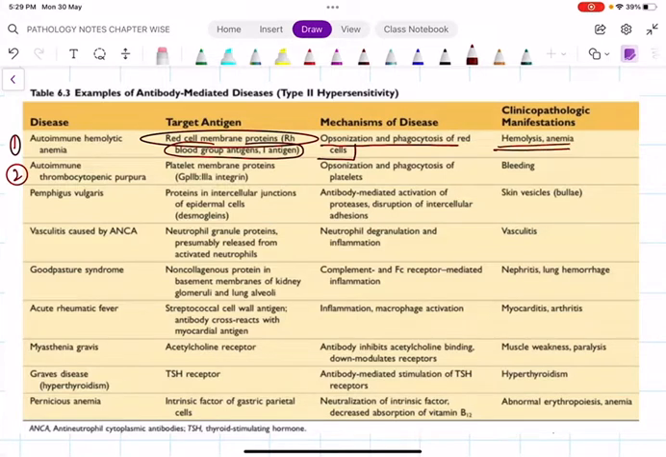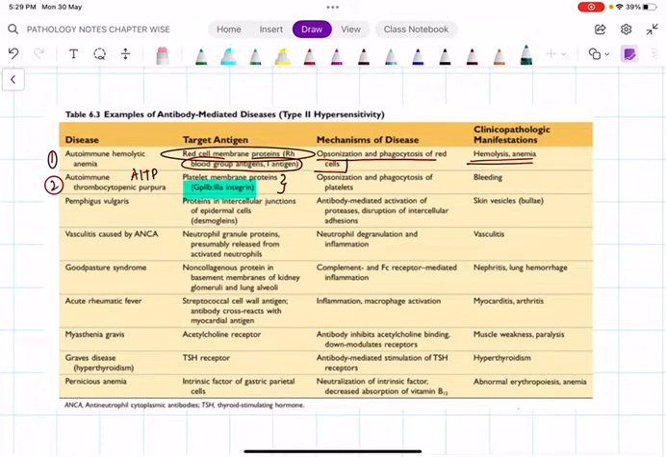Whereas in autoimmune thrombocytopenic purpura, AITP, the antibodies are produced against platelet membrane proteins. They are glycoprotein 2B and 3A. Glycoprotein 2B, 3A. Each one is an MCQ. I'm going to write here: VVIP table. This will also cause opsonization and phagocytosis of platelets. The patient will have bleeding manifestations. So two examples. I have used red color for this.